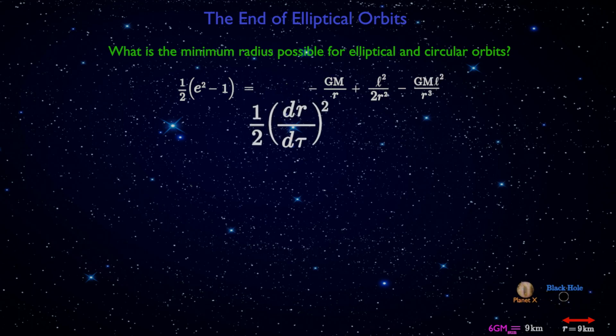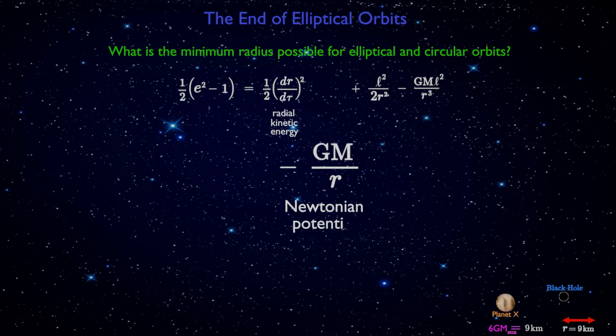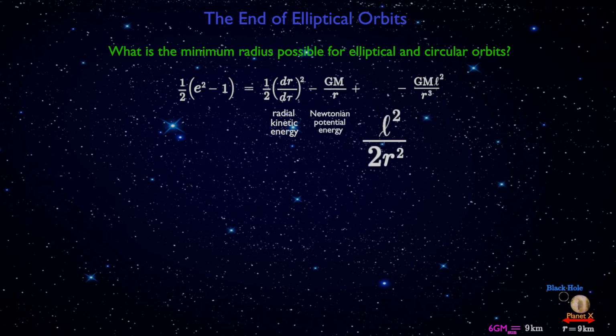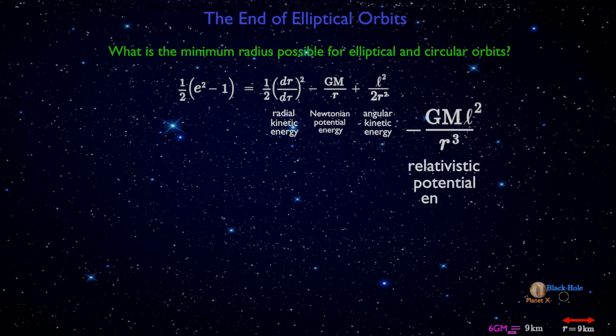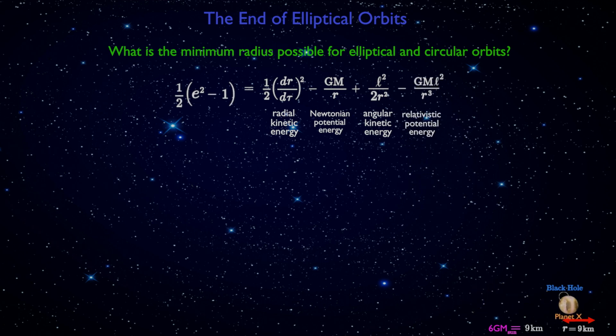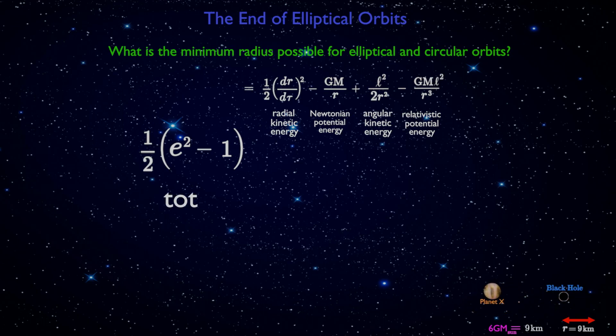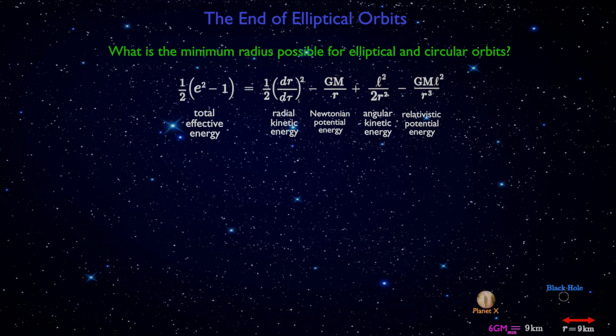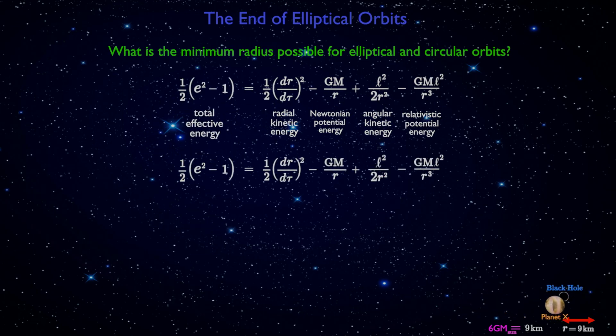The first term on the right is a radial kinetic energy term. The second term is just the Newtonian potential energy. The third term is an angular kinetic energy term. And the fourth term is unique to general relativity and clearly exerts its influence strongly and overwhelmingly at small radii only. The term on the left-hand side is a constant of the motion. Since it is equal to the sum of the energy terms on the right, we can think of it as the total effective energy. Let's call the last three terms V(r), and take the derivative of the equation with respect to tau.